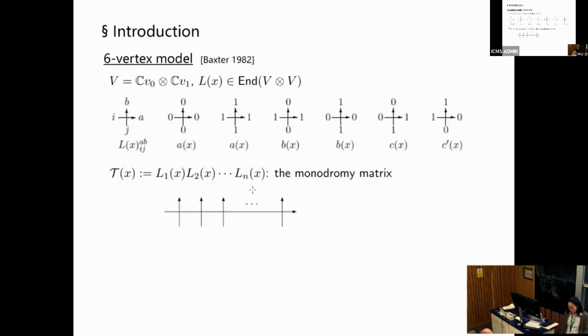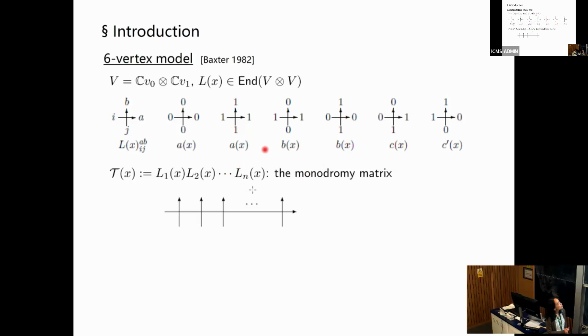First, I recall the notion of the six vertex model, the very famous one. Let V be the two-dimensional space with V0 and V1, and I write Lx for the Boltzmann weight. Incoming states are i and j, and outgoing states are a and b, and we are allowed to have non-zero Boltzmann weight for these six configurations. I don't write the Boltzmann weights exactly, but they depend on the spectral parameter x.